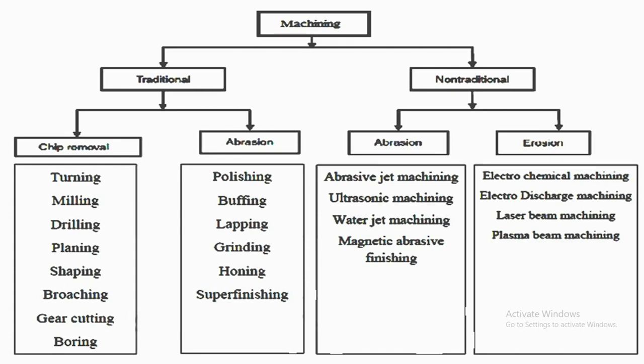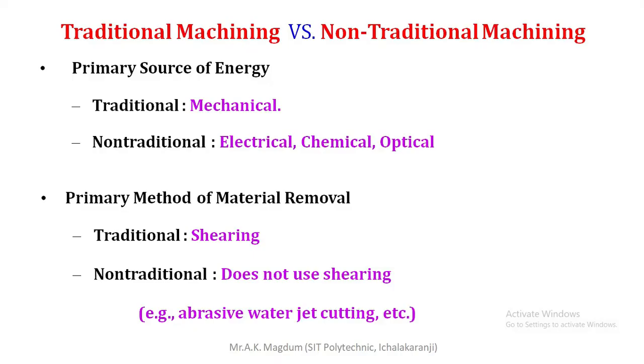And next, another part, there is erosion. Under that erosion, there is electrochemical machining, electro discharge machining, laser beam machining, plasma beam machining. So this is the broad classification of machining processes. Next, there is traditional machining versus non-traditional machining. That is a very important comparison between these two. We will discuss it clearly, point-wise, in the next slide also.